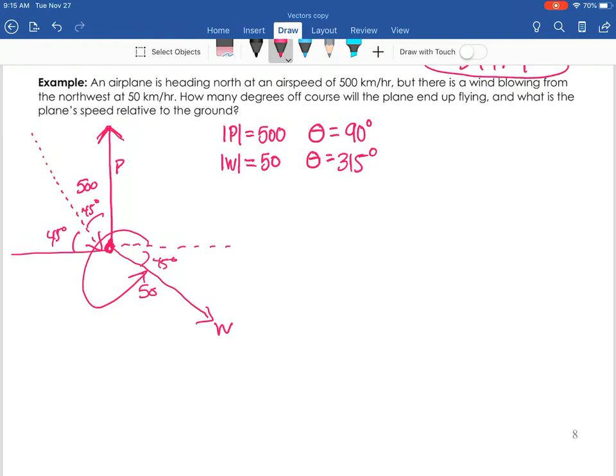So the wind is pushing on this plane. The plane wants to go north. So the wind is going to push the plane a little bit off course. So we want to see how far off course this plane is going to go so they can figure out their course correction so they can still head north. Okay, so we want to add the plane's vector and the wind vector together and see how far off direction it is. So I'm going to take P plus W and find my resultant vector.